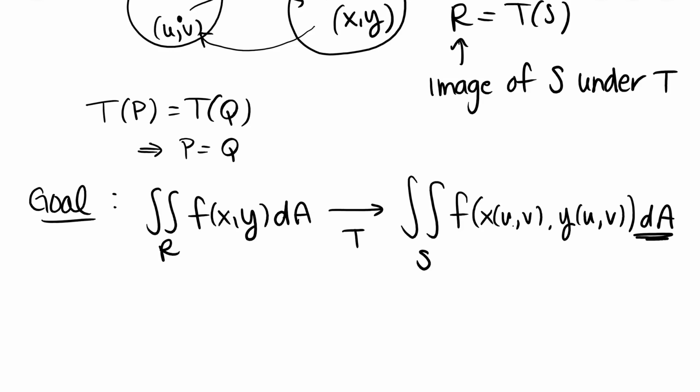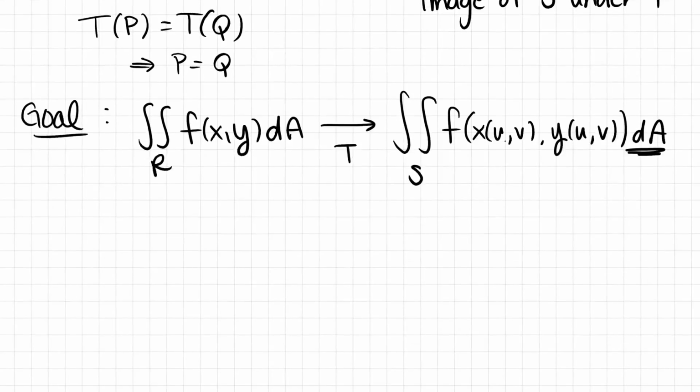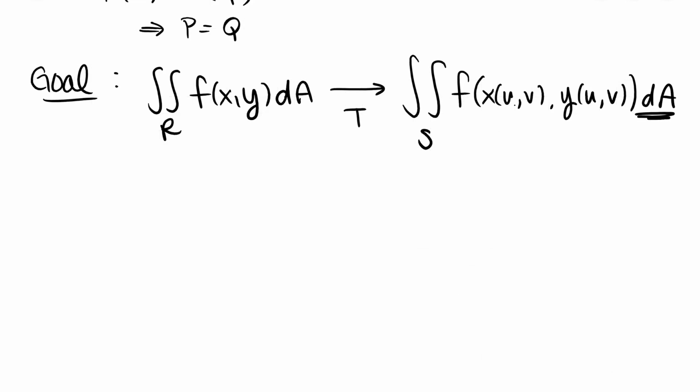Now, this is where we're going to get into a little bit of trouble with this dA, because I don't necessarily have that nice pretty rectangle anymore, right? I might not have that dx dy. So for this dA right here, we have to use something called a Jacobian. So let's write that down.